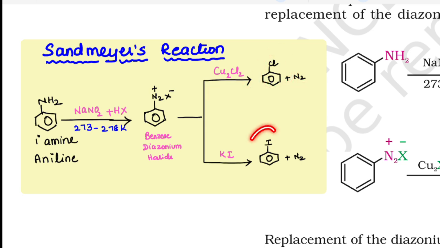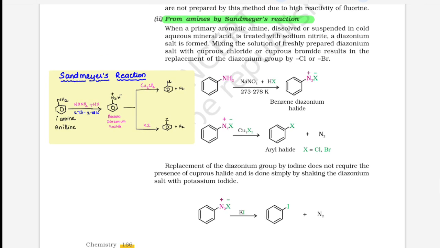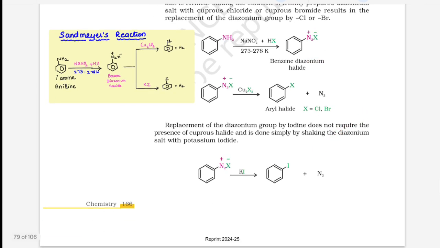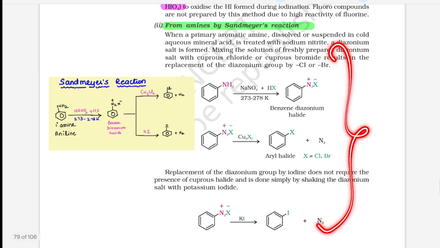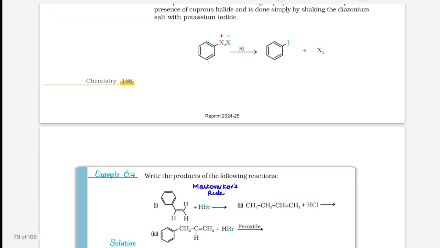If you want iodine to be attached, you have to treat benzene diazonium salt with potassium iodide. Then the iodine will get attached here, and you will get iodobenzene as the product. So this is Sandmeyer's reaction. You can see what is given here and go through it once. I have given everything in condensed form here, so revise this several times.